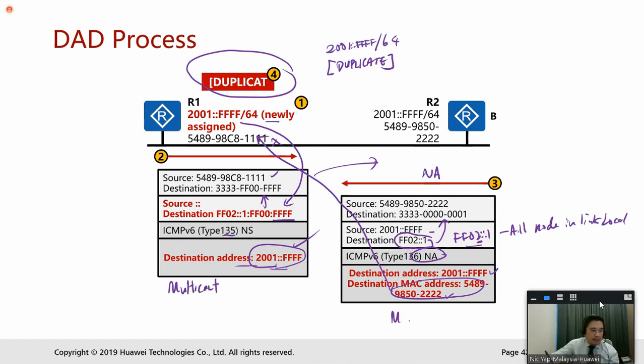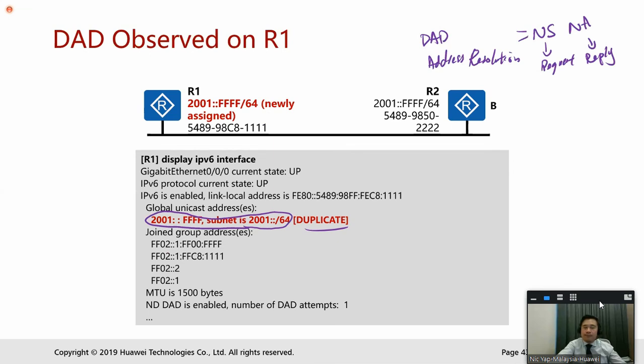Reply is multicast. Are different compared to the address resolution. Address resolution, sending multicast, reply as a unicast. Okay, that is the difference that you might need to grasp. Request and reply: how they send and reply back the information.